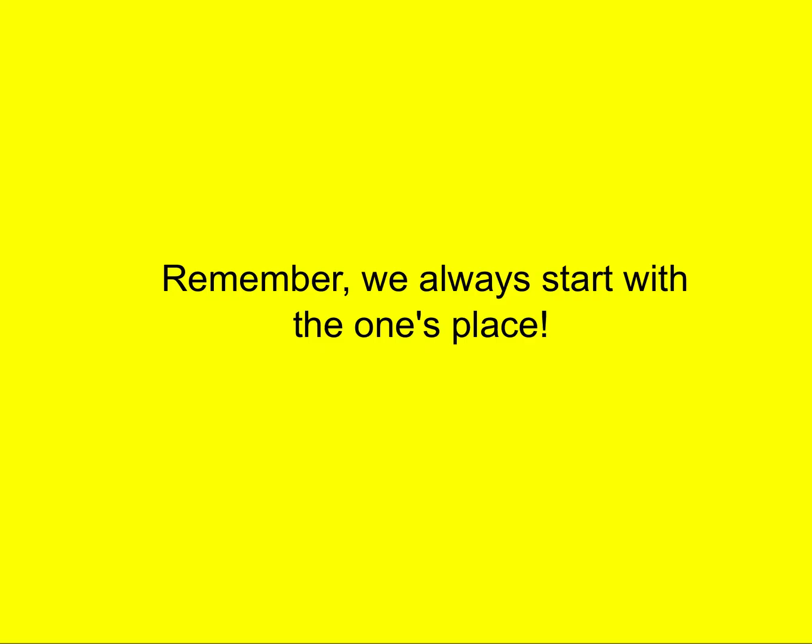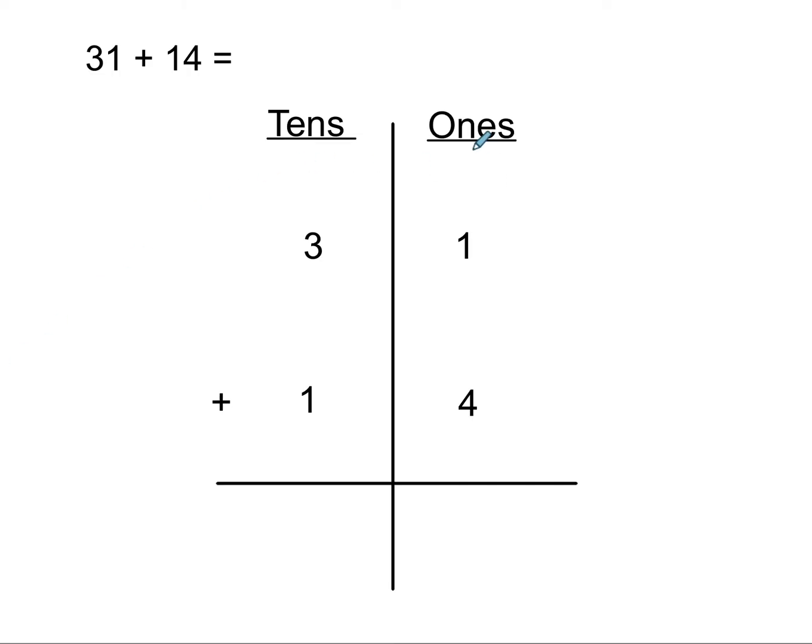And remember, when we draw the dots, we always start in the ones place. So in the ones place, in 31, the ones place has a number 1. So how many dots do you think I'll draw? I'll draw 1 dot. In 14, 4 is in the ones place. So how many dots do you think I'll draw? I'll draw 4 dots.